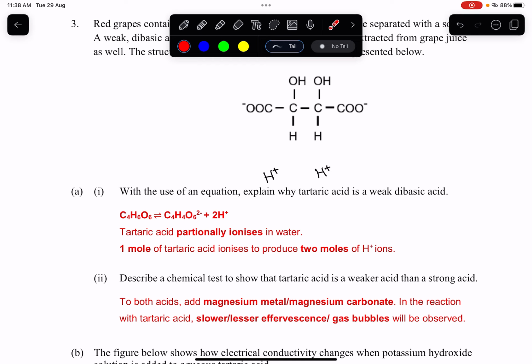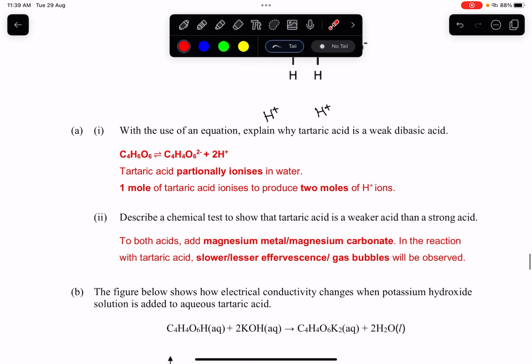So you have to split it into 2 portions. First, tell me it ionizes partially. Second one, for every mole of tartaric acid that ionizes, for every mole, you will produce 2 moles of H plus ions. So remember, for weak acids and weak alkalis, they do not completely ionize. But for those that ionize, they will still fulfill the mole ratio in the chemical equation.